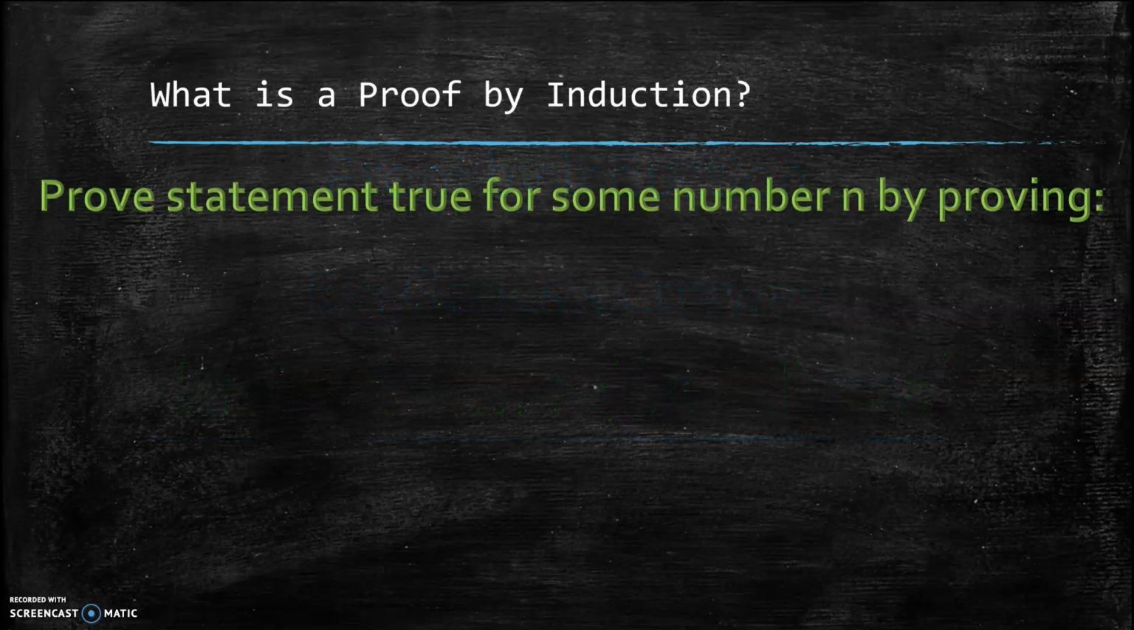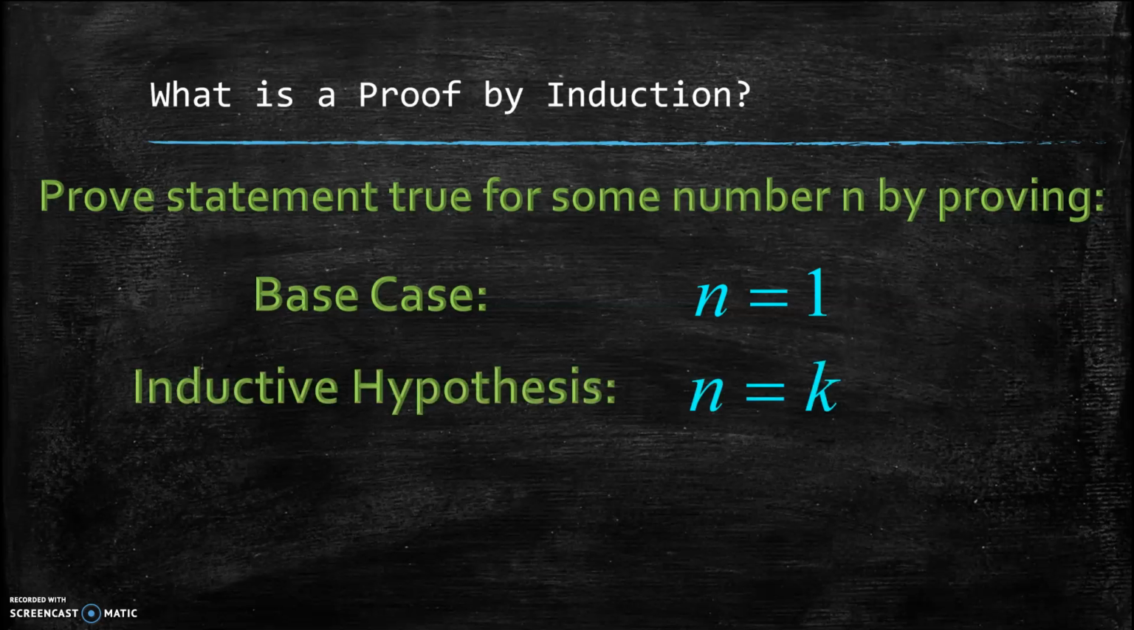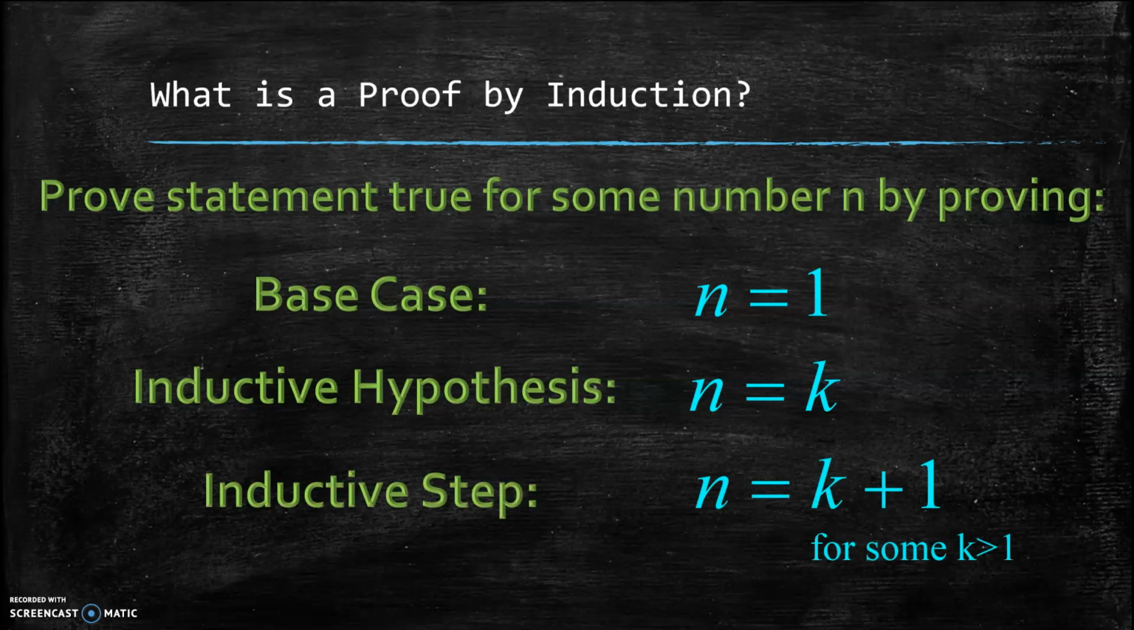But first, what is a proof by induction? It is when you prove a statement true for some number n by proving first the base case, where n equals 1, then assuming the inductive hypothesis, where n equals k, and lastly, prove the inductive step that n equals k plus 1 for some k greater than 1. A proof by induction is an ordinary proof, just with a couple of tricks.